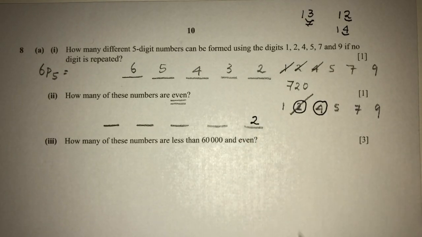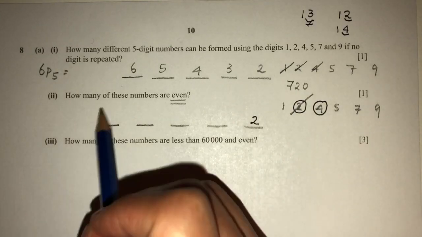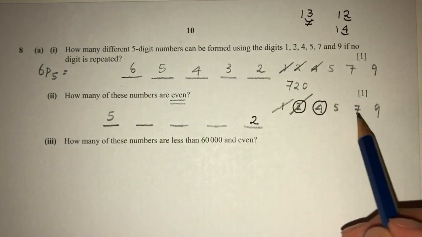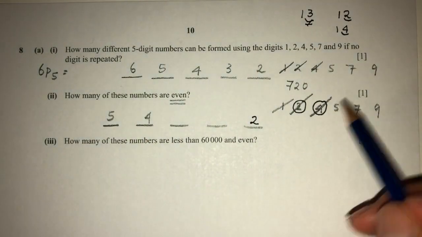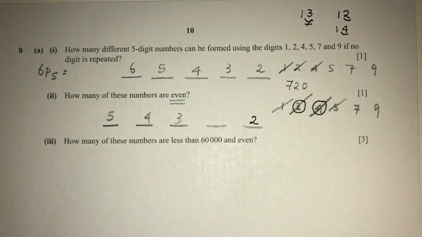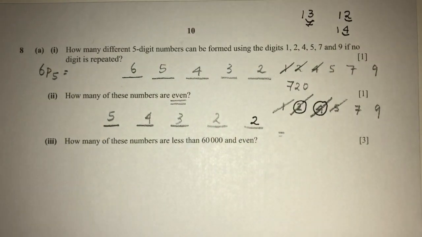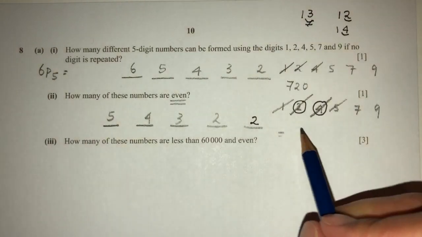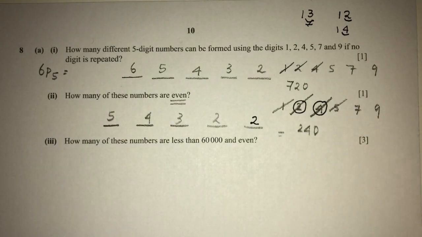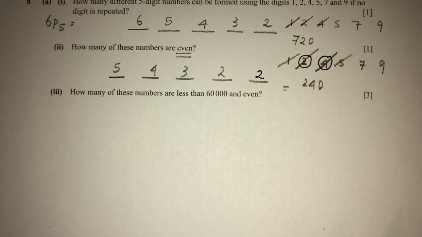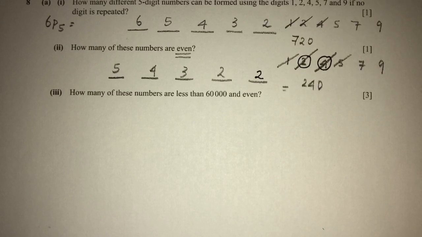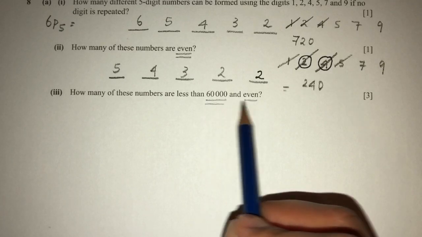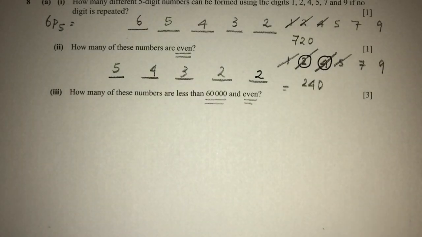Now I have 1, 2, 3, 4, 5, so 5 choices remaining. I choose this one. Now I have 4 choices. This one, I have 3 choices. This one, I have 2 choices. So multiply them by each other. So 5 times 4 times 3 times 2 times 2. That will be 240. Right, for part 2. Now for part 3, we have 2 conditions. The numbers need to be less than 60,000 and has to be even. So whenever you have 2 conditions, you have to look at case by case.